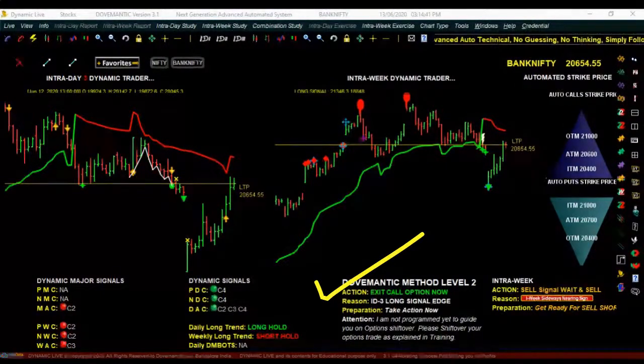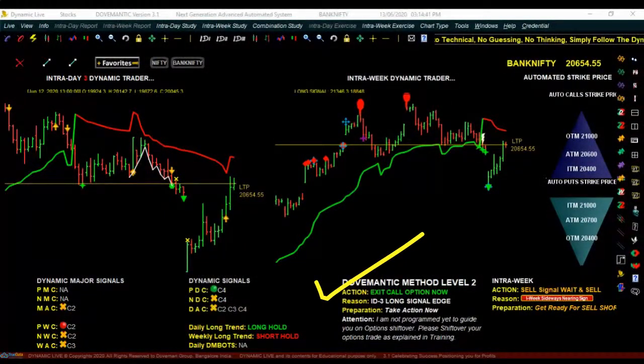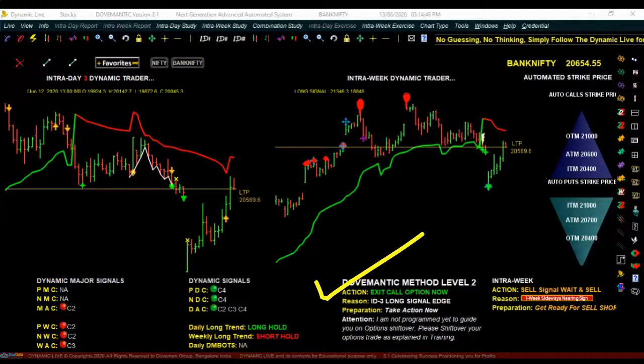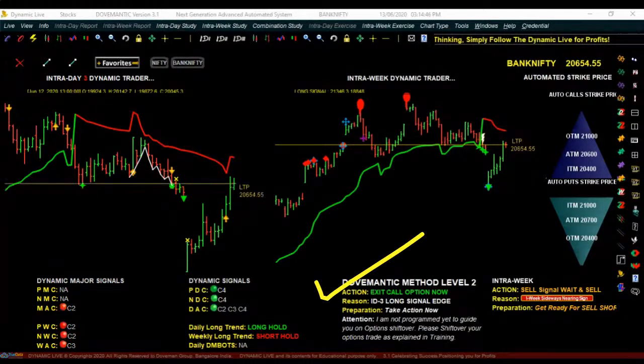So just by reading what's written there, you will be able to simply start trading, and without any efforts, you'll be able to start trading. So this is how easy it is.